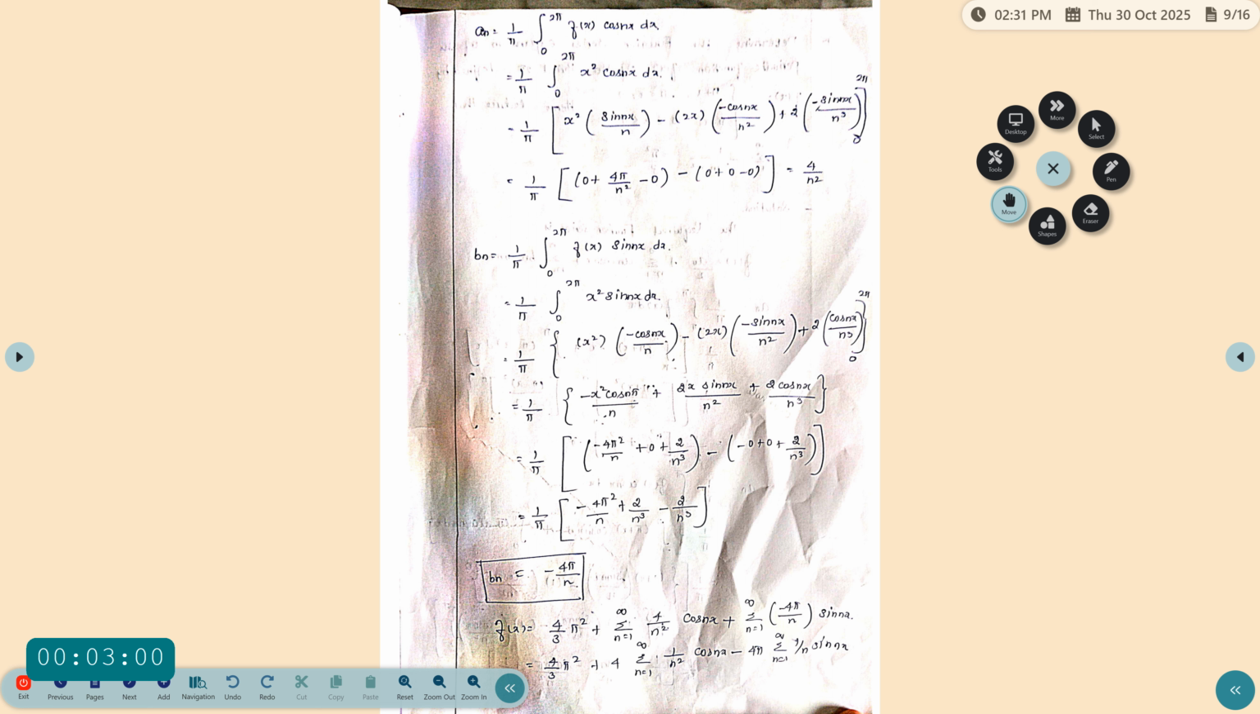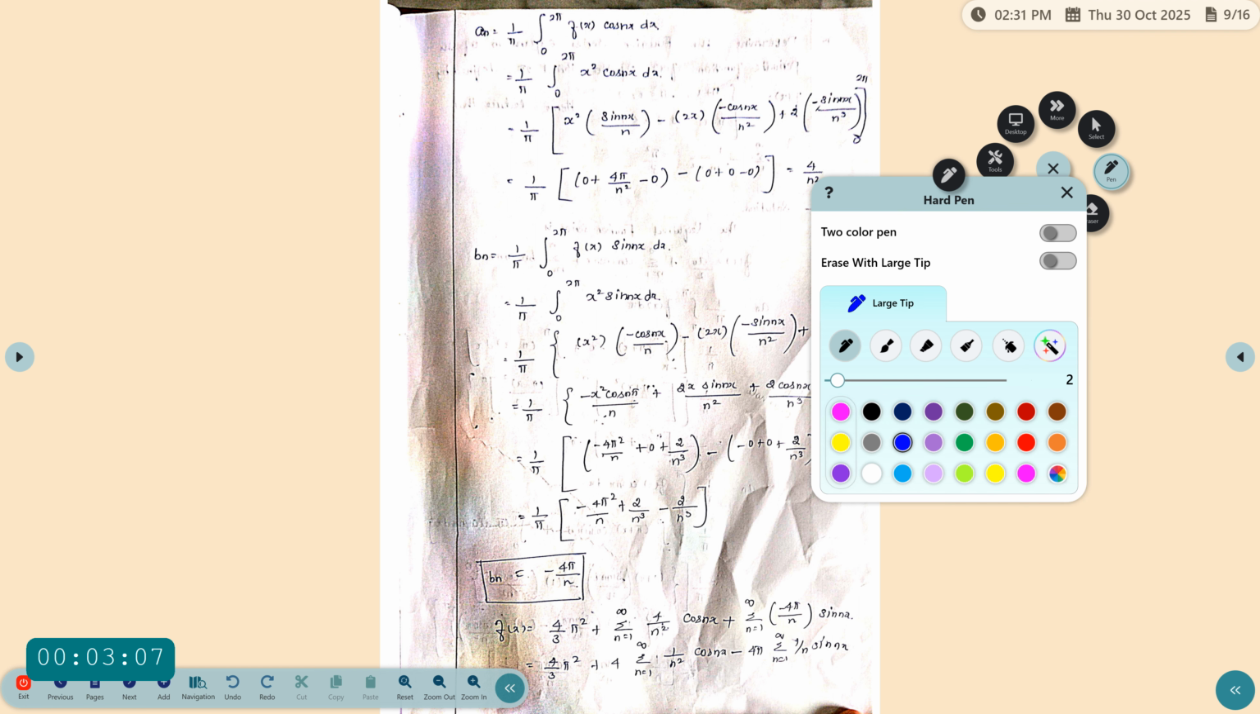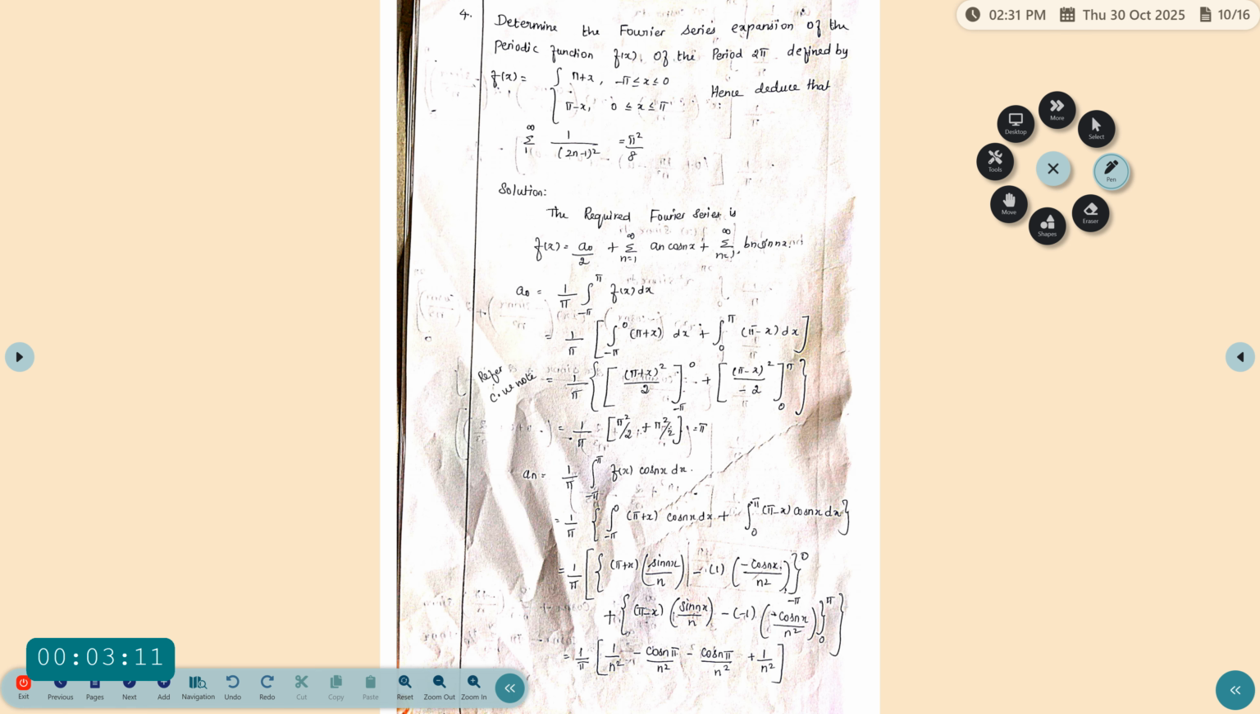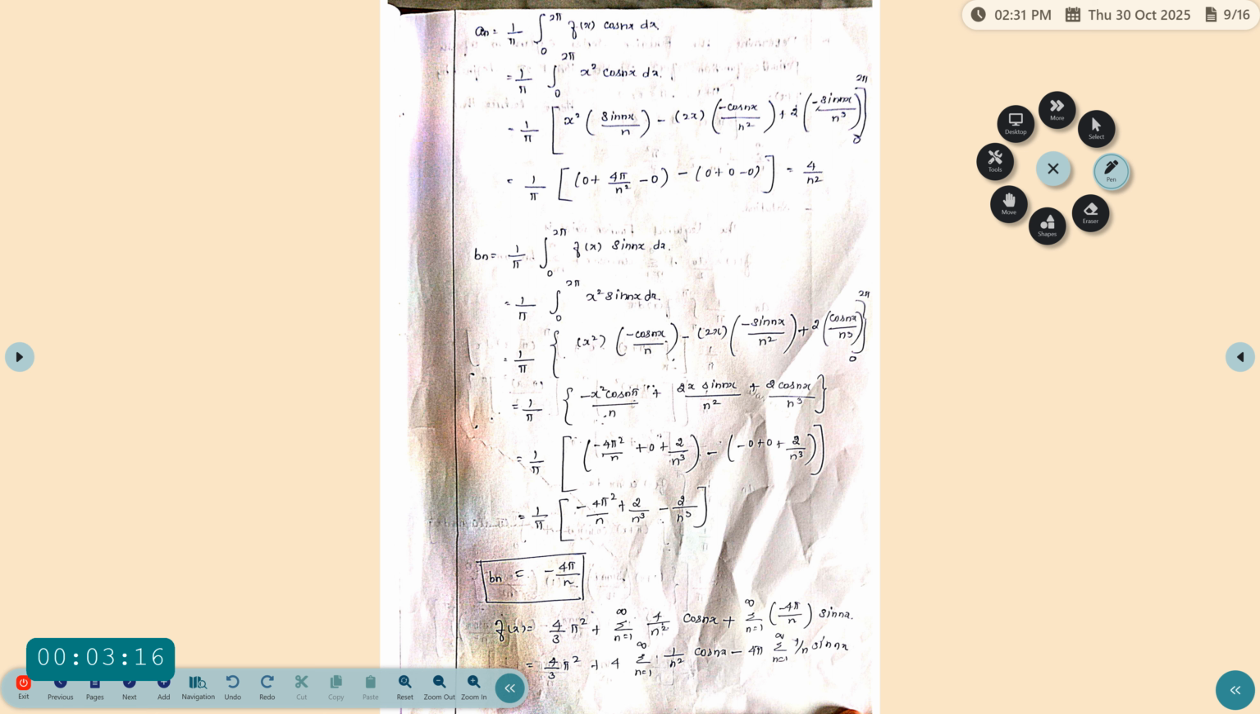Next, a n formula can be written as 1 by pi integral 0 to 2 pi f of x cos n x dx. Here we have more than one variable inside the integrand part.